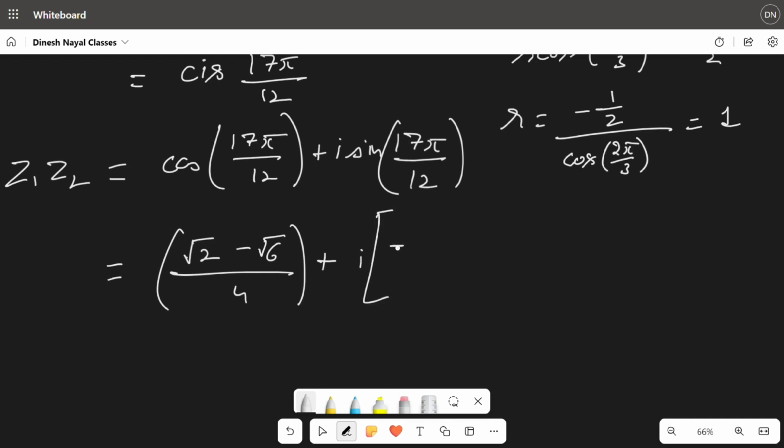This is actually minus, and then you have root 6 plus root 2 by 4. So we can take the minus sign out, and I'm writing this like minus i sine. So this is the Cartesian form.